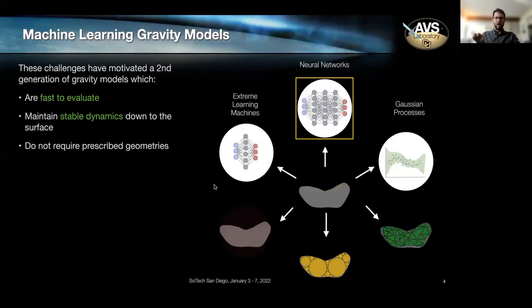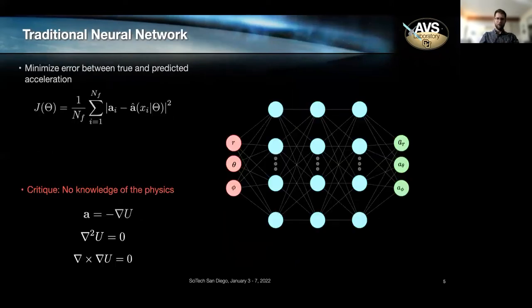So those challenges have motivated a second generation of gravity models that rely on machine learning algorithms. That includes things like extreme learning machines and Gaussian processes, and closest to my heart are these neural networks. And these are both fast to evaluate and stable down to the surface of the asteroid. So my research centers a lot on these neural network gravity models. So I just want to spend a moment explaining how you might train one.